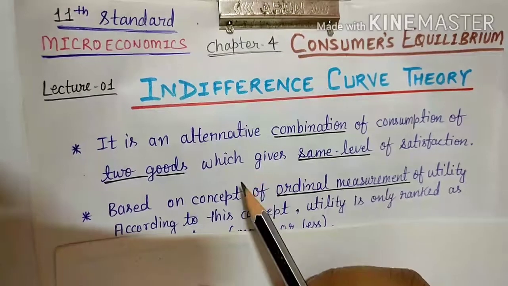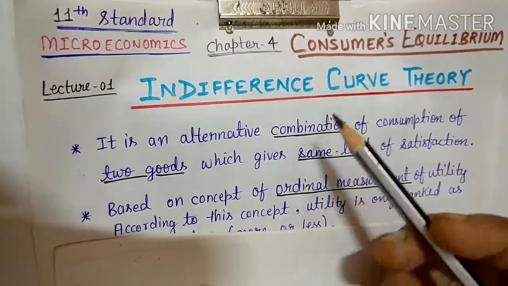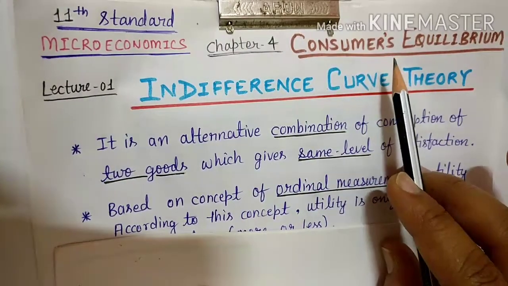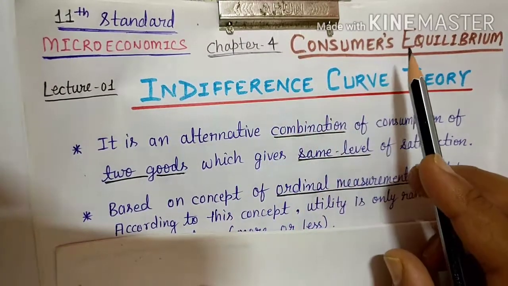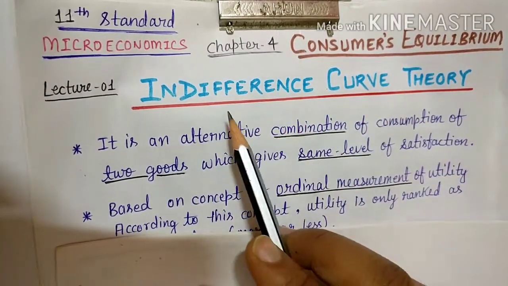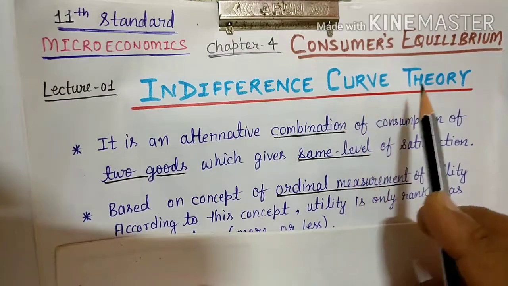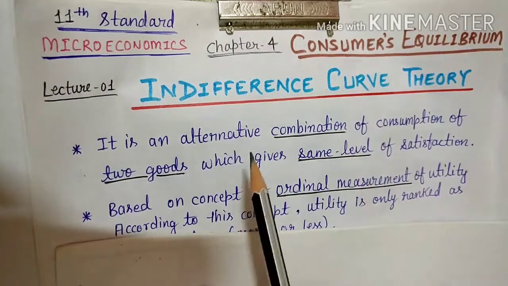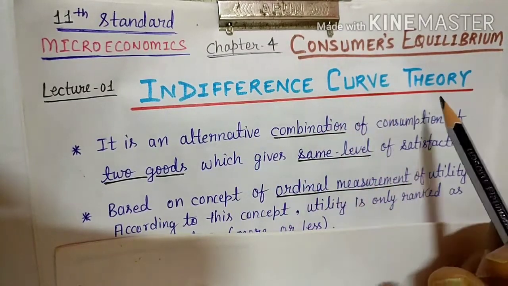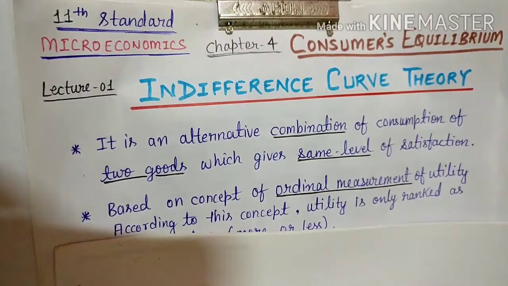In our previous chapter, we discussed consumer's equilibrium with reference to utility analysis. But in this chapter, chapter number 4, we will discuss consumer's equilibrium with indifference curve analysis. It means IC analysis. So let's start our chapter. First, indifference curve theory. What is this IC theory?